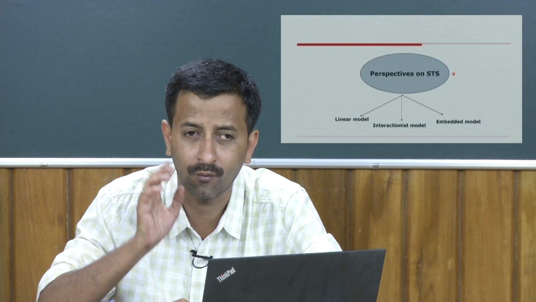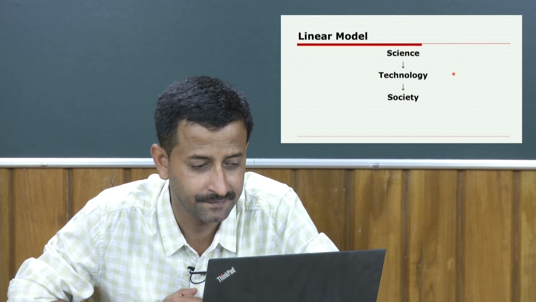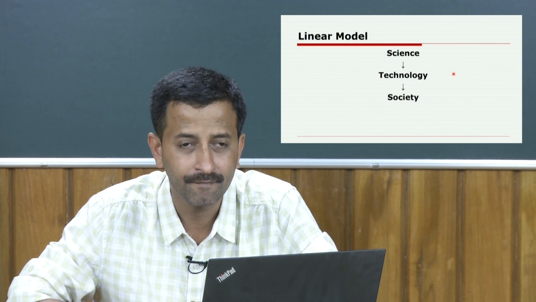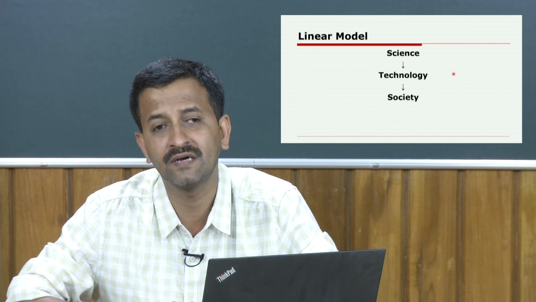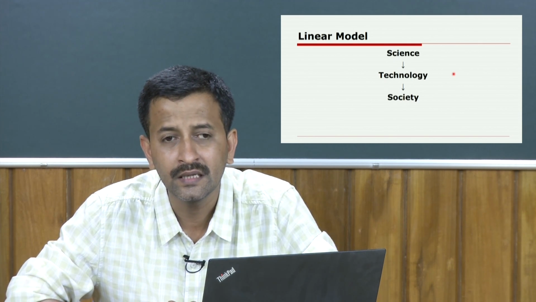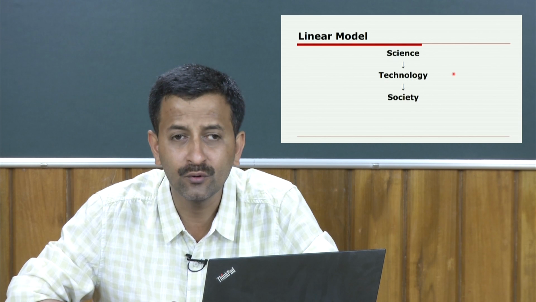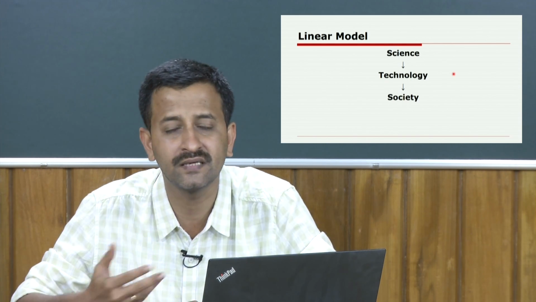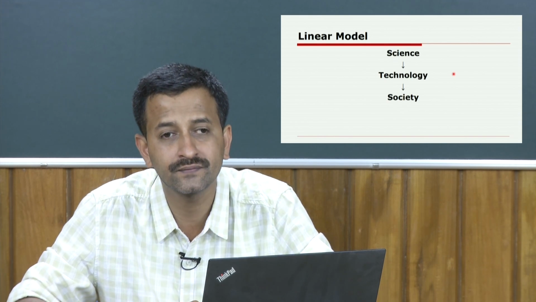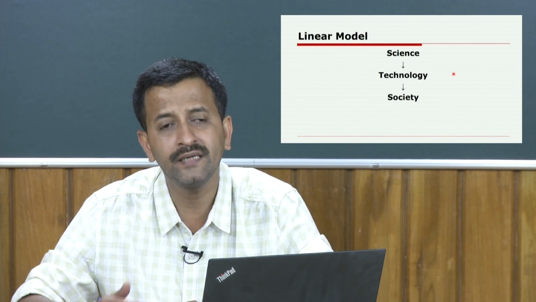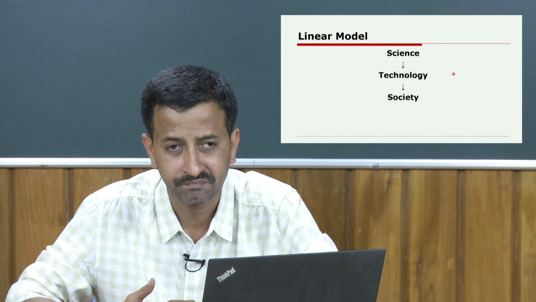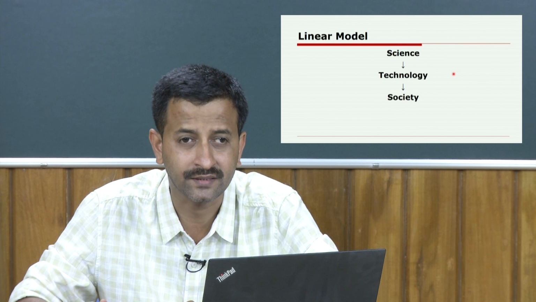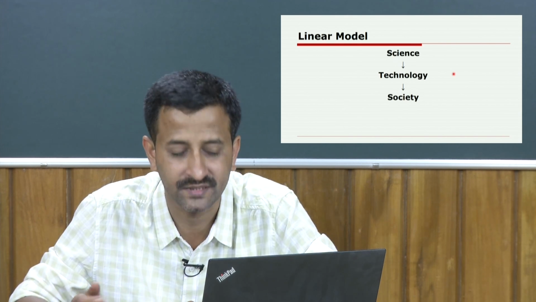Let us go one by one. The linear model suggests that science leads to the development of technology and technology leads to the development of society. They followed a formula that it always starts with basic science, leads to the application of those basic sciences, which will have an enormous impact on society, on social formation.